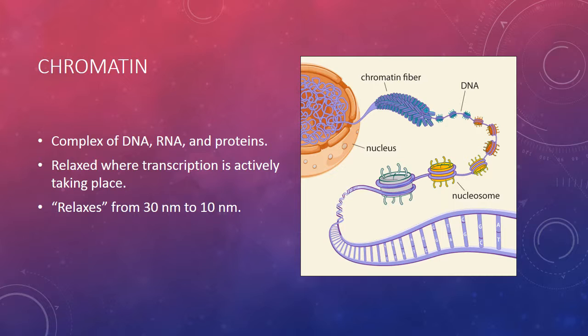Each nucleosome is a flattened sphere consisting of about 150 base pairs of DNA wrapped around histone proteins. These proteins are evolutionarily conserved, very similar in sequence from one organism to the next.